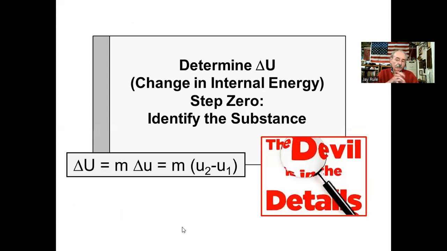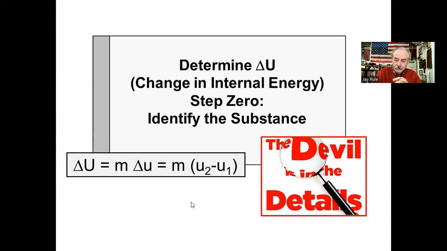Okay, now we're going to switch over to the other side of the first law equation and I want to give you some details about how to numerically determine delta U, the change in internal energy. Step 0, read the problem and identify the substance. Well, here's a reminder before we get into that: delta U also equals the mass times delta little u, or the mass times u2 minus u1.